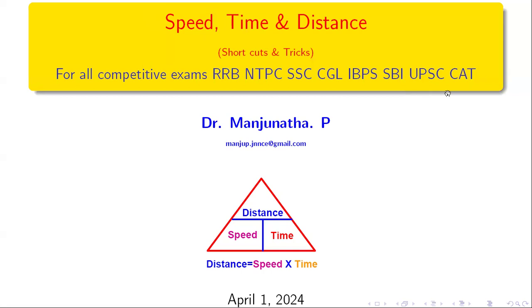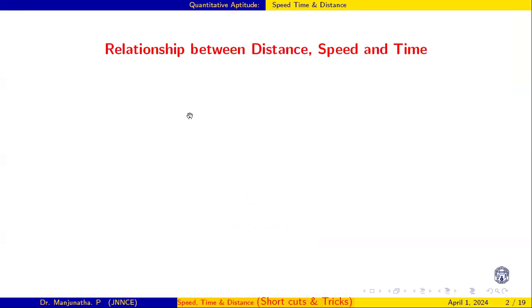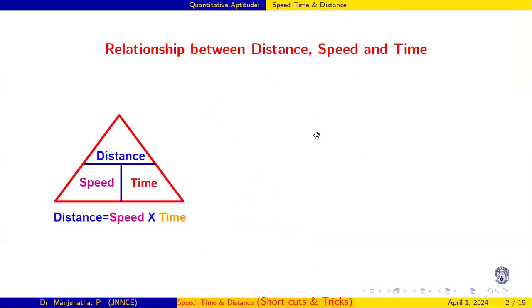So we will see, is there any shortcut method to solve them? We'll understand the fundamental basic concept and the shortcuts to solve questions with the relationship between speed, time, and distance. What is the relationship between distance, speed, and time? In most cases, it is represented in a triangle shape, with distance on top and speed and time below. Distance will be equal to speed into time.